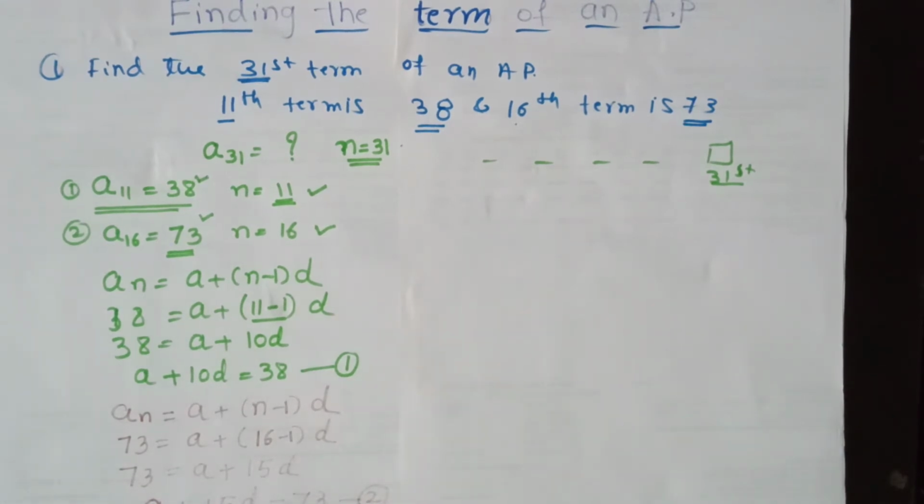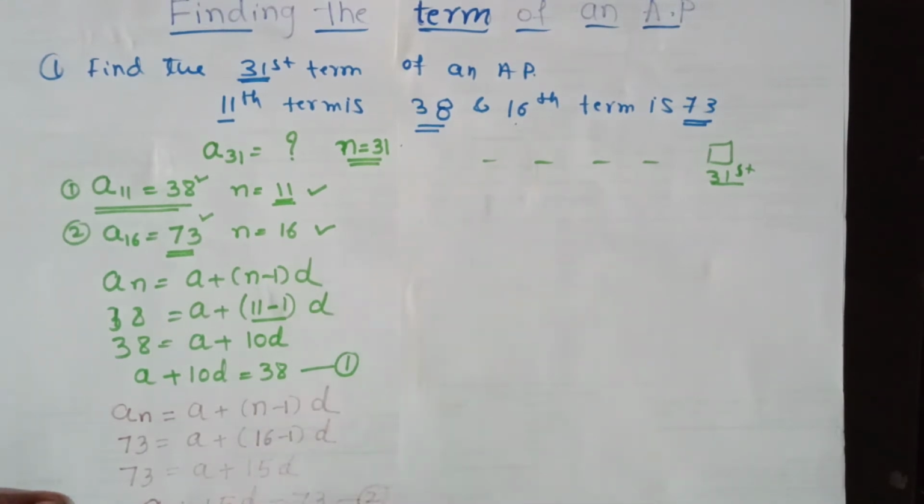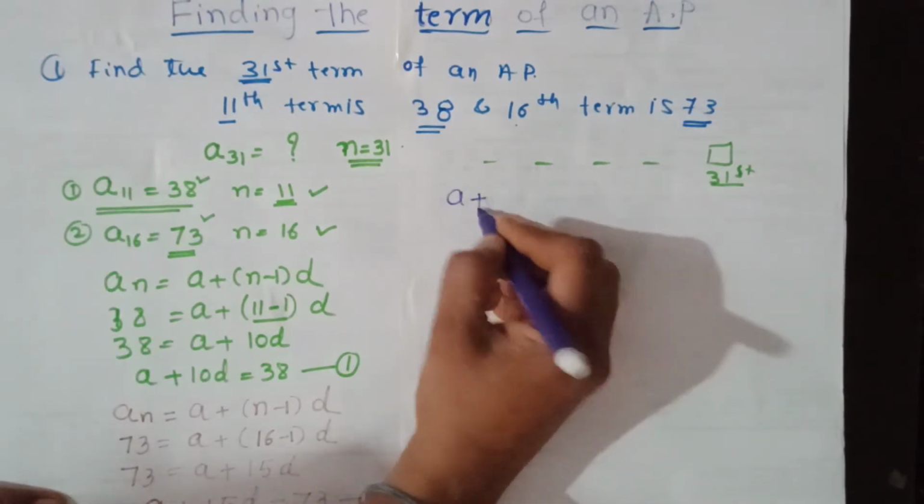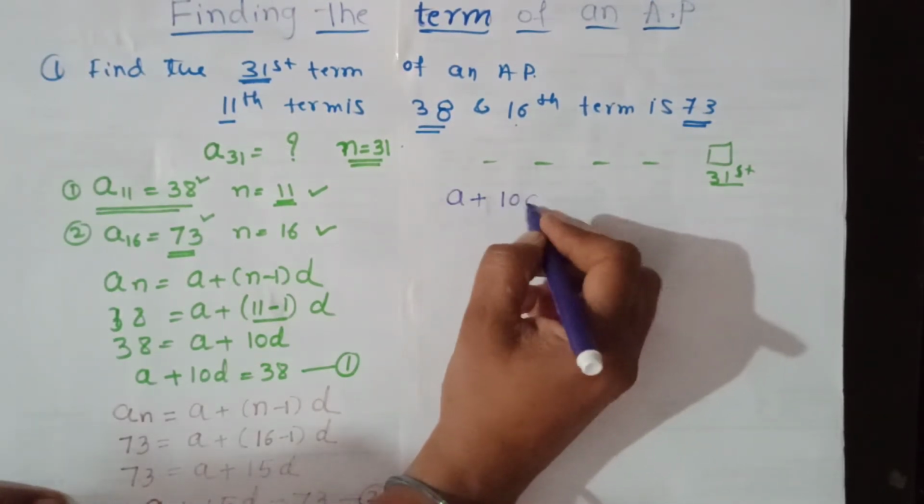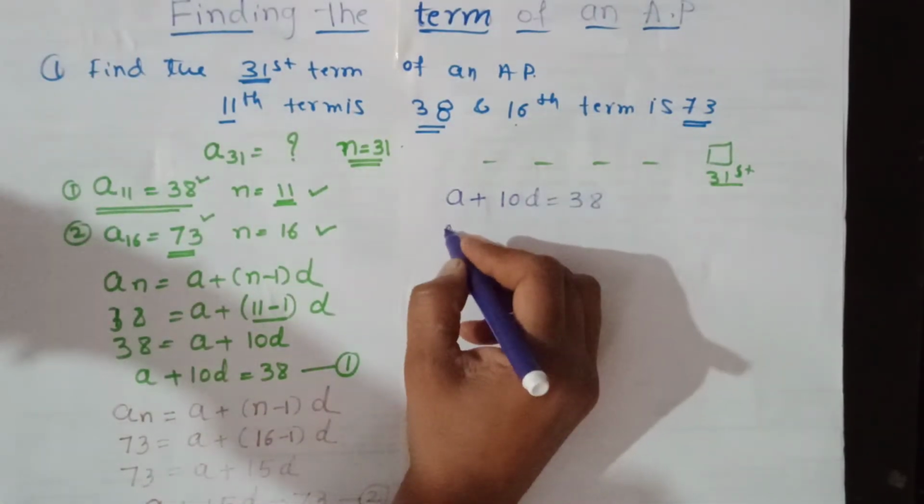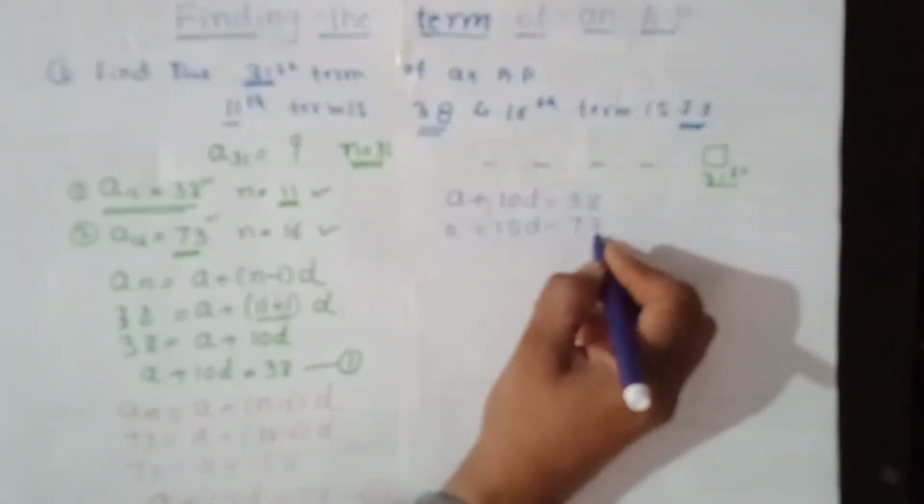So now we have two expressions like this one, a plus 10d is equal to 38 and a plus 15d is equal to 73. There are many ways to get the values of a and d by solving these. So what are you going to do? I am writing once again together, a plus 10d is equal to 38, and a plus 15d is equal to 73.